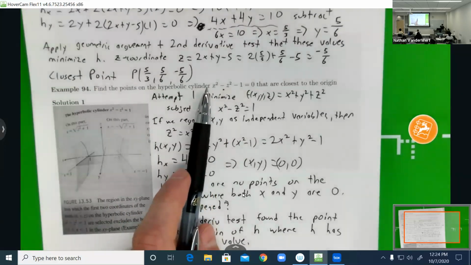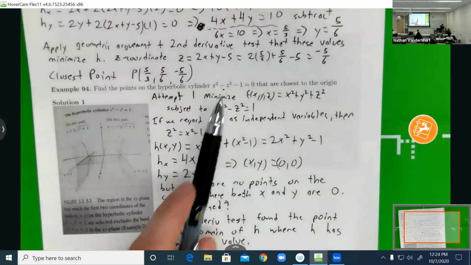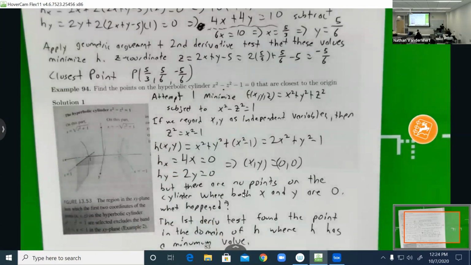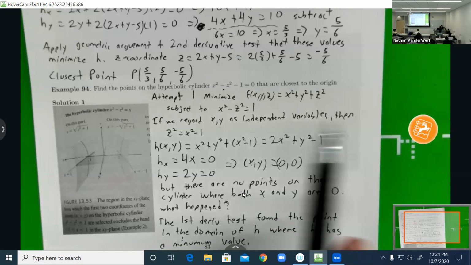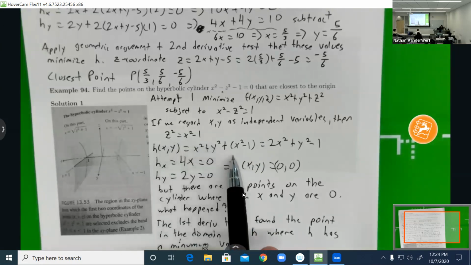They use cylinder when one of the components is free. In this case, y is a free component, meaning that y can go on forever in one way. It doesn't actually mean a cylinder in the sense that we're used to. What we tried to do here is regard x and y as independent variables. So if we did that, then we set z squared equal to x squared minus 1.